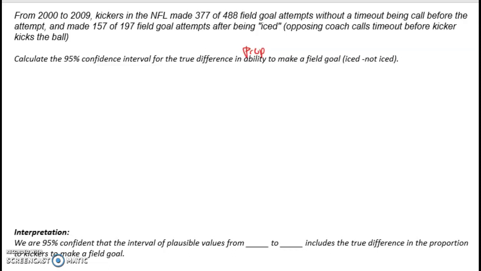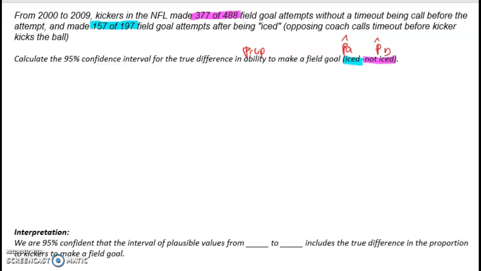And if it doesn't explicitly tell us, like if you can't decide whether it's p hat of A or p hat of B and you're getting confused, a lot of the times you're going to see this parentheses, and that's going to help us determine what is p hat of A and what is p hat of B. So p hat of A is the proportion of iced completions. It says he made 157 out of 197 when he was iced, and he made 377 out of 488 when he was not iced, so when they didn't call timeout.